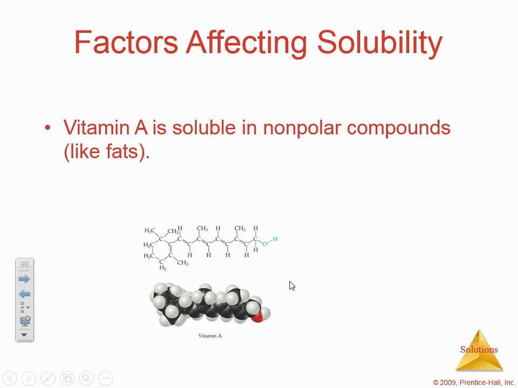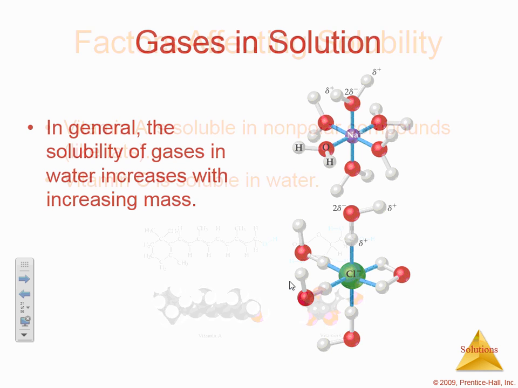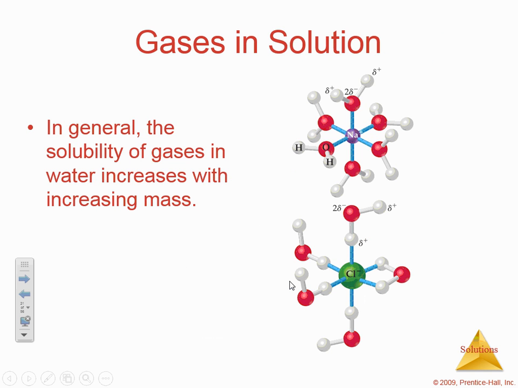So vitamin A is soluble in nonpolar compounds like fats, whereas vitamin C is soluble in water. And if you take a nutrition class or a biochemistry class, they're going to talk about how some vitamins are fat soluble and some are water soluble, and the differences in their molecular arrangements that affect solubility.